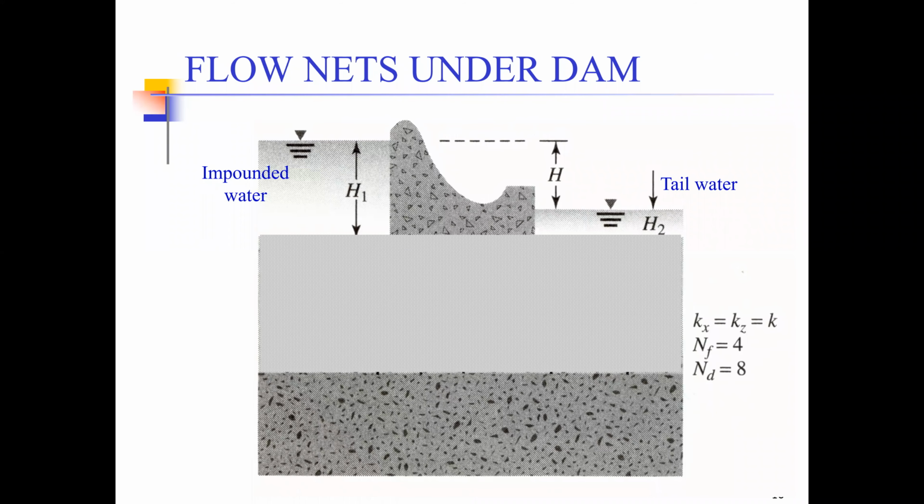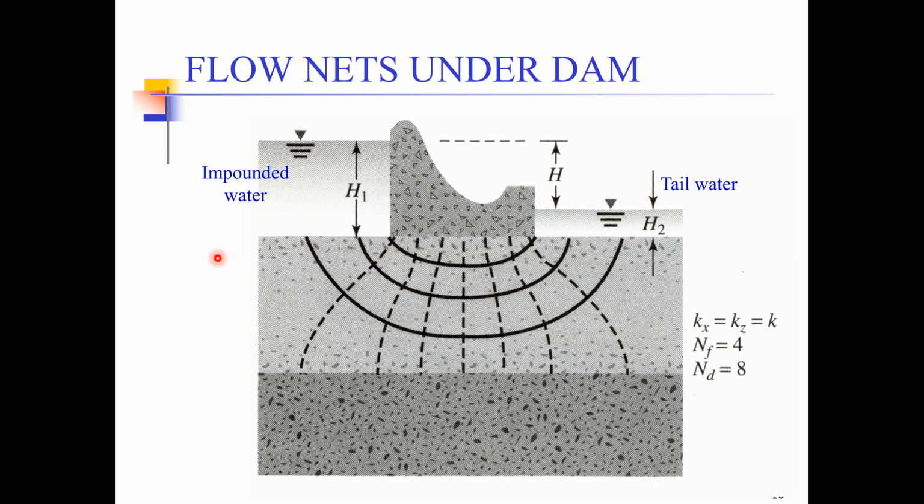So let's see how the flow nets can be drawn beneath a dam. Because this dam is there to block the flow of water, the water has to go beneath this dam body. So just imagine how the flow nets beneath this dam body would look. I would suggest you pause this video here and draw this simple structure in your notebook first, draw the flow nets before proceeding further and seeing how the actual flow nets look.